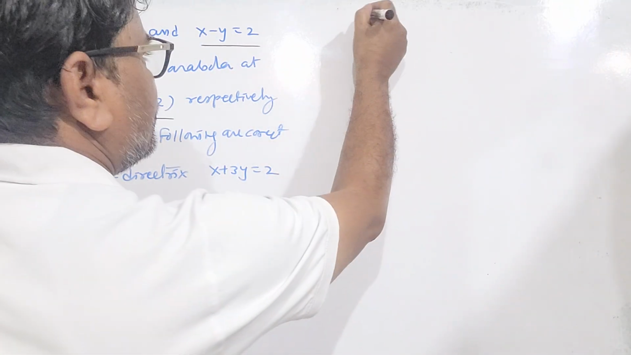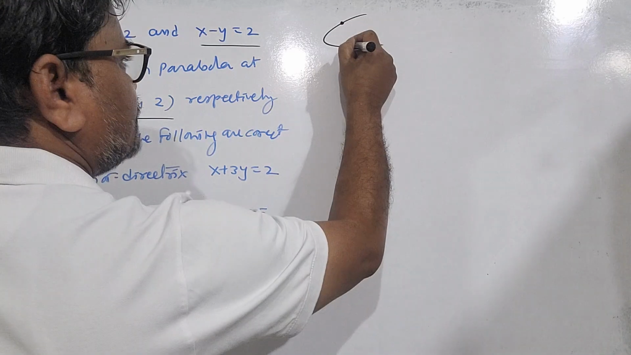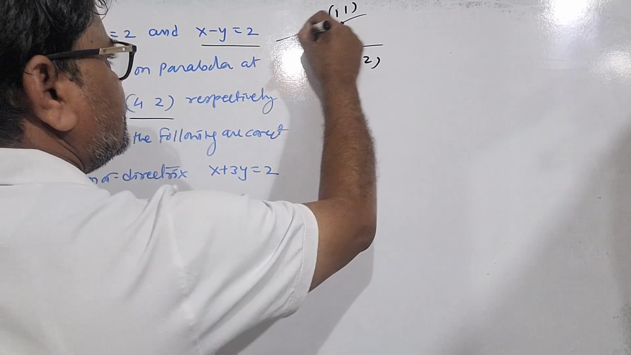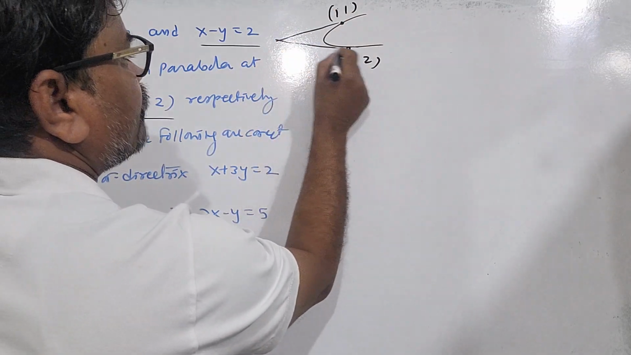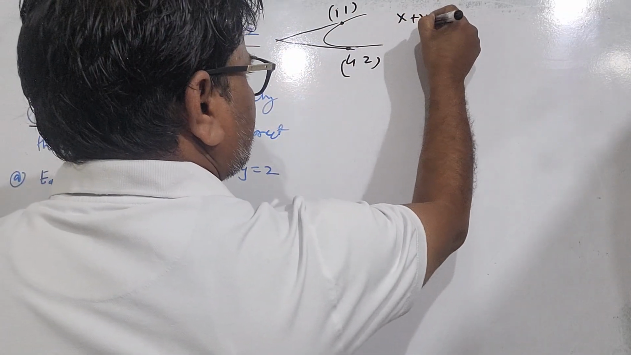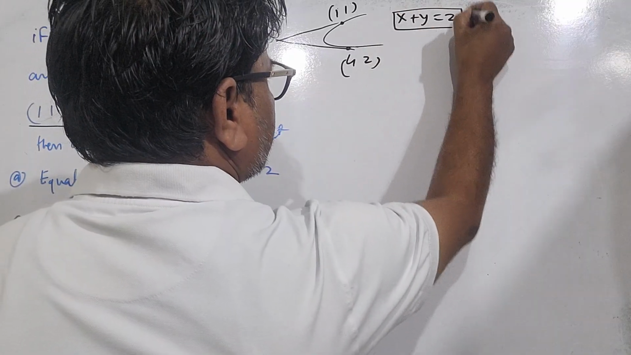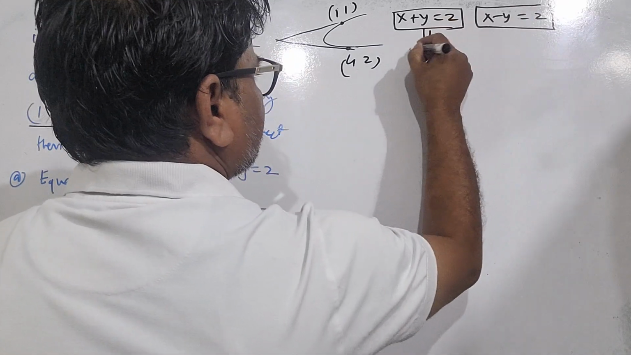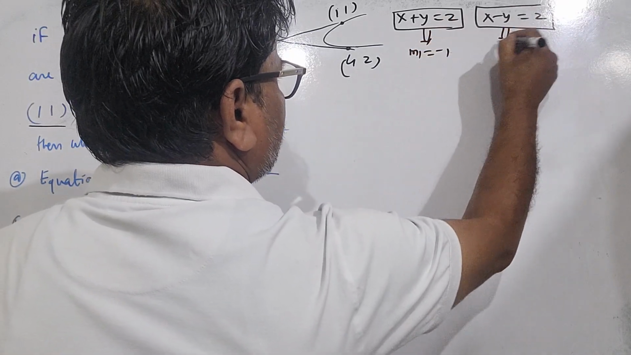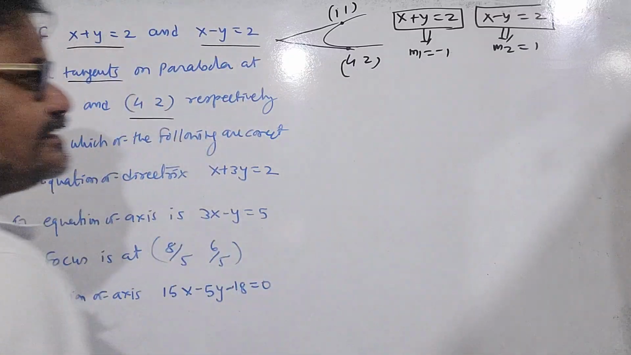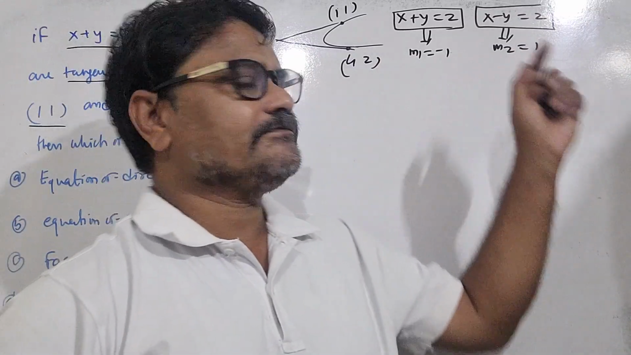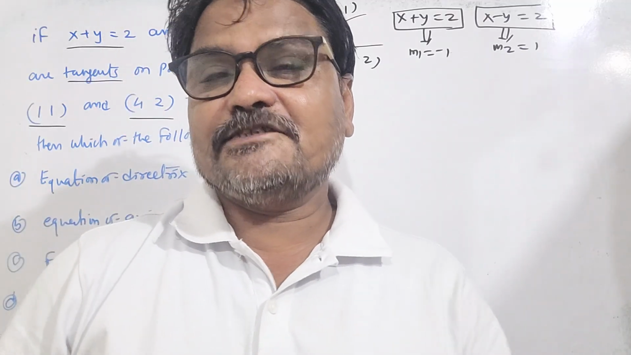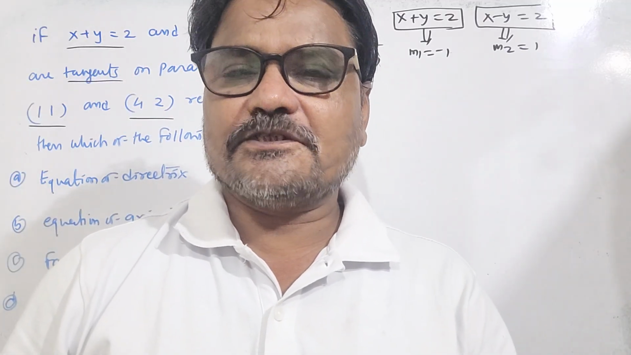See, two points are given on the parabola. This is (1, 1) and this is (4, 2). The tangents at these two points are also given: x plus y equal to 2 and the second one is x minus y equal to 2. Now look here, the slope m1 equal to minus 1 and m2 equal to 1. This gives a clear idea to solve this question.